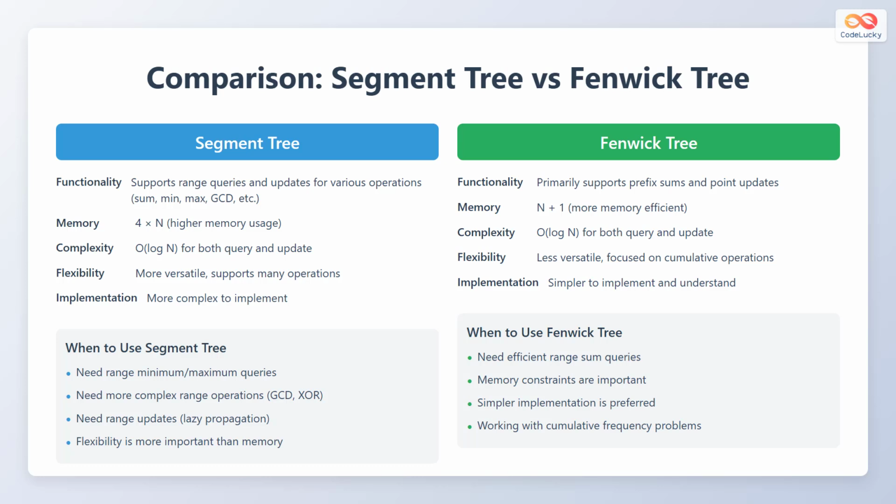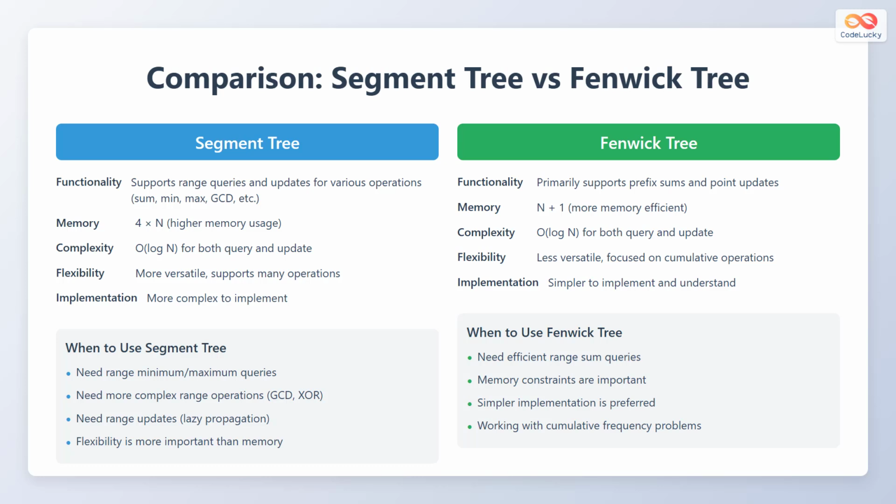Let's compare segment trees and Fenwick trees to understand their strengths and weaknesses. Regarding functionality, segment trees support range queries and updates for various operations, such as sum, minimum, maximum, and GCD. Fenwick trees primarily support prefix sums and point updates. In terms of memory usage, segment trees require 4 times n space, while Fenwick trees require n plus 1 space. Both offer order of log n complexity for both query and update operations.